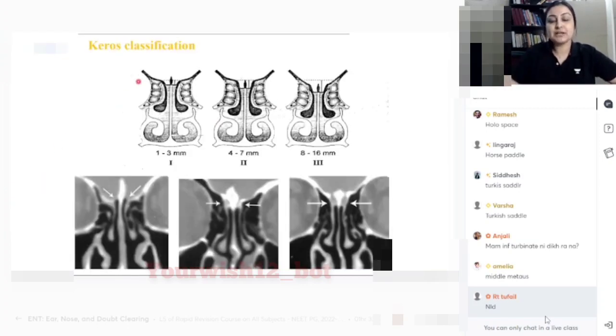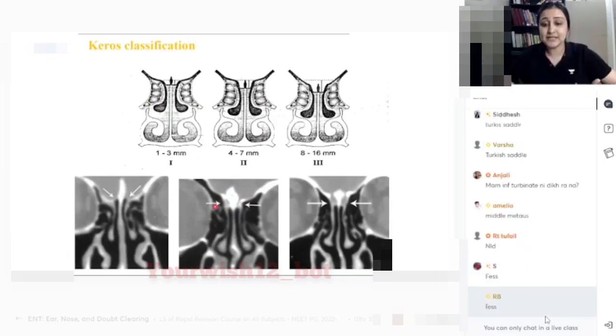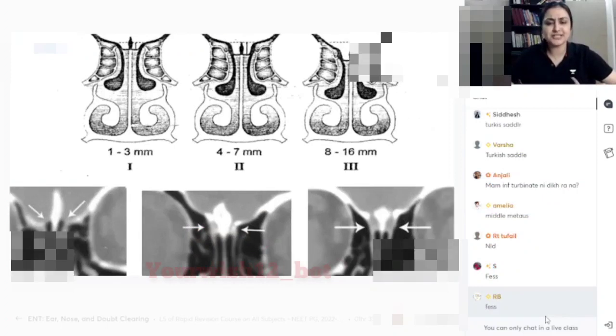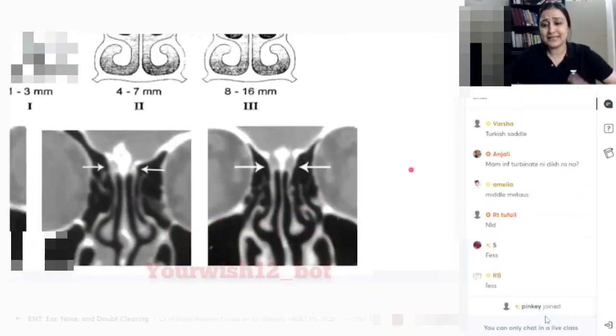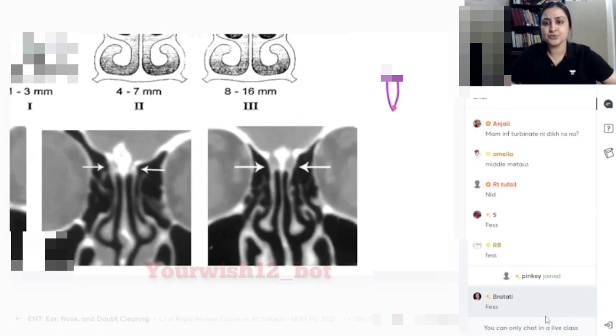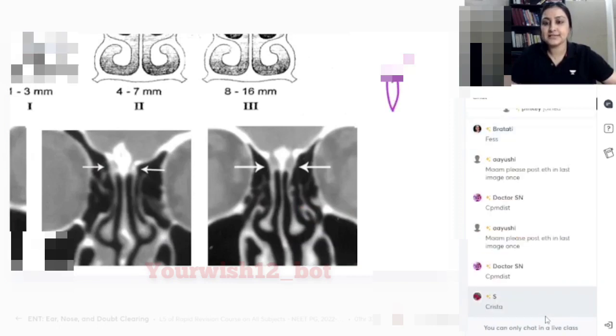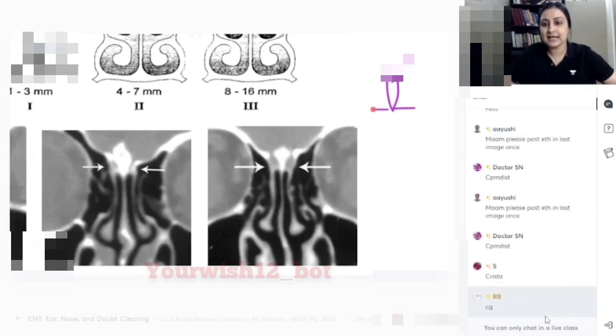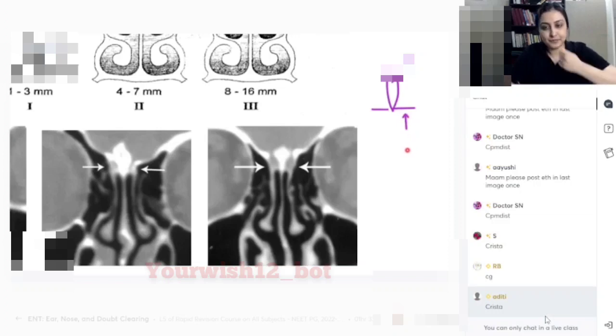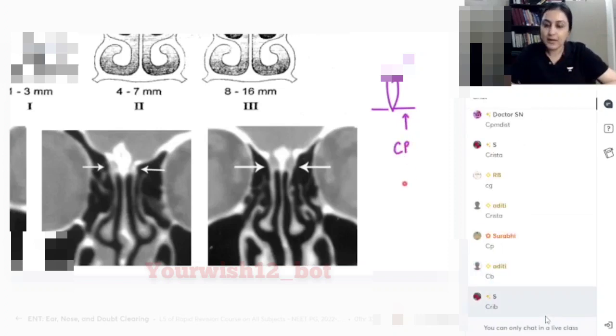Now, one more thing, which is the Keros classification. This is for determining the depth of the skull base. Skull base anatomy is a bit complex, but once you understand, you will never forget, right? I have taught it so many times. Those of you who are older students, what is this? This is crista galli. The plates alongside the crista galli, what do we call them? We call them cribriform plate.